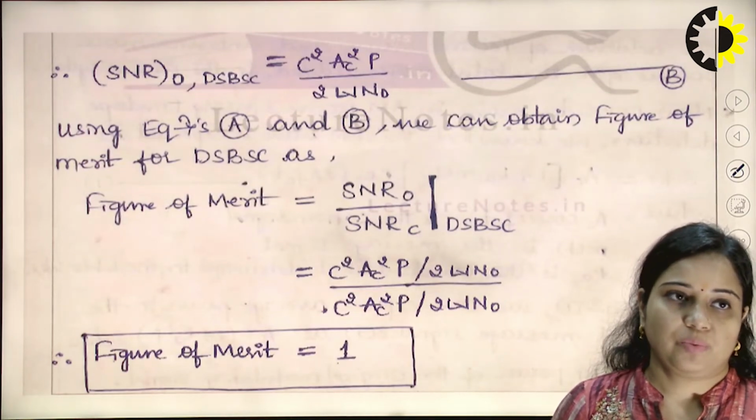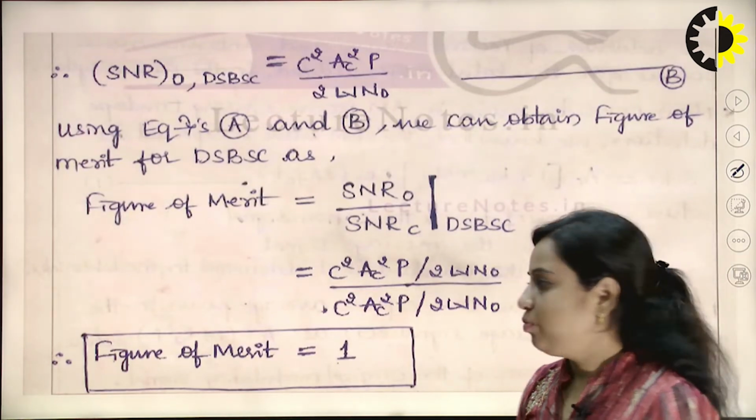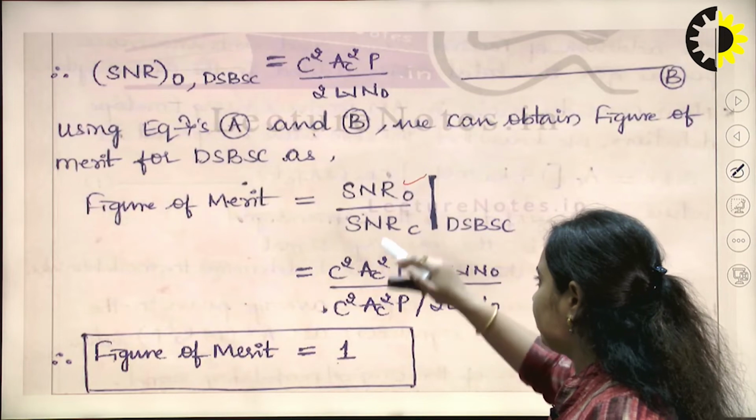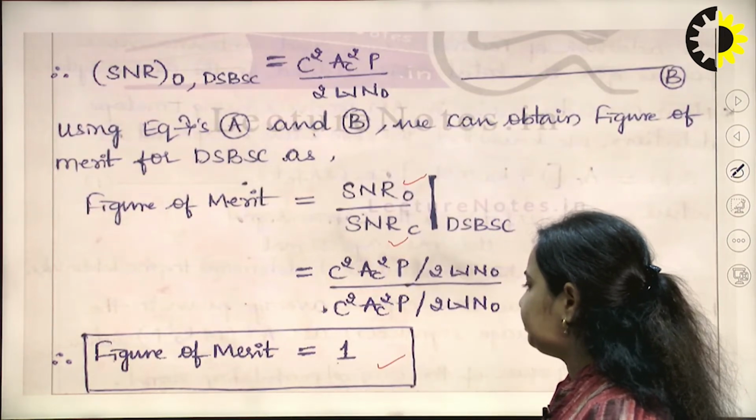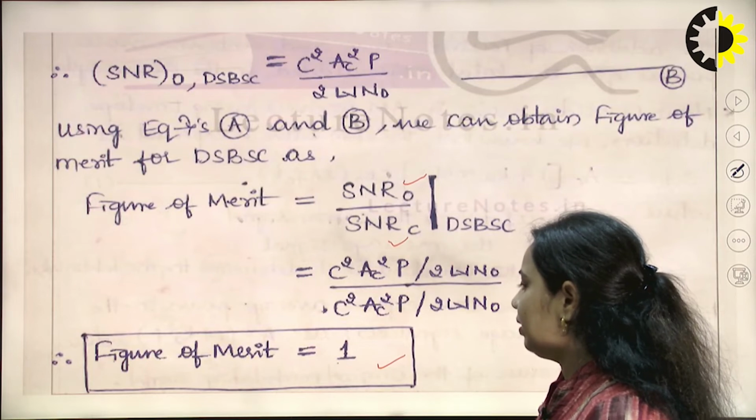Now, from this we can calculate the figure of merit, which is the signal to noise ratio at the output upon the signal to noise ratio at the input, and this will be equivalent to 1.